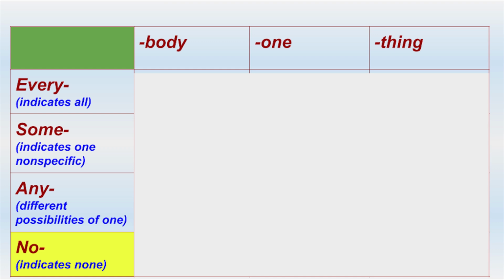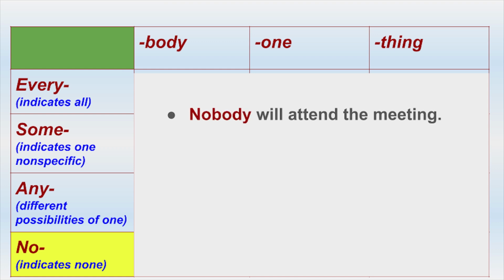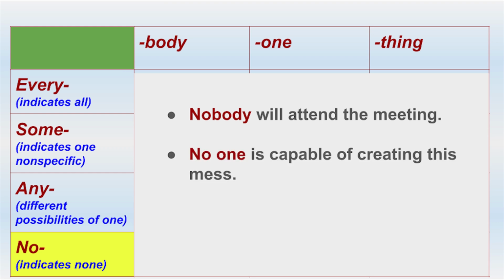No indicates none, not one person or thing, no specific person or thing. Here are some examples. Nobody will attend the meeting. No one is capable of creating this mess. Nothing will be on sale.